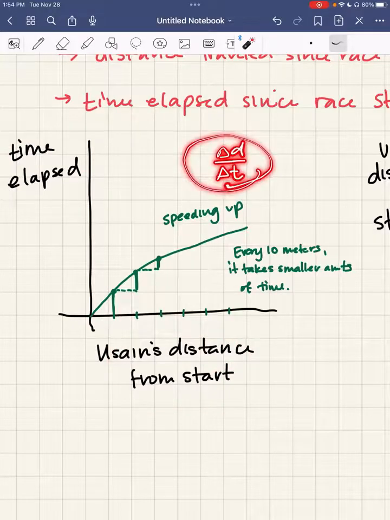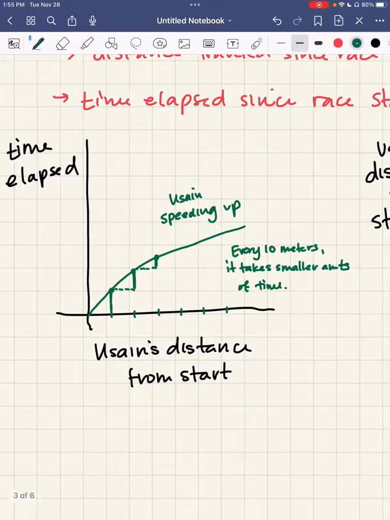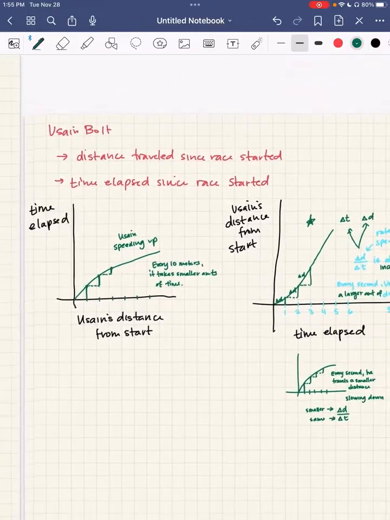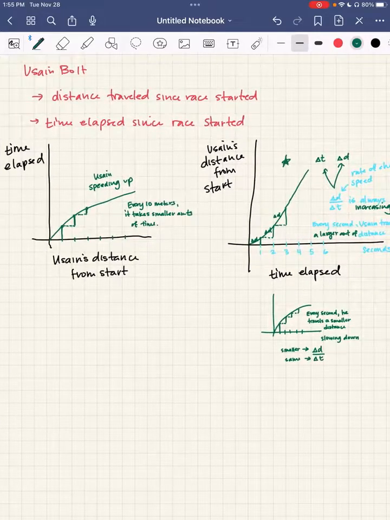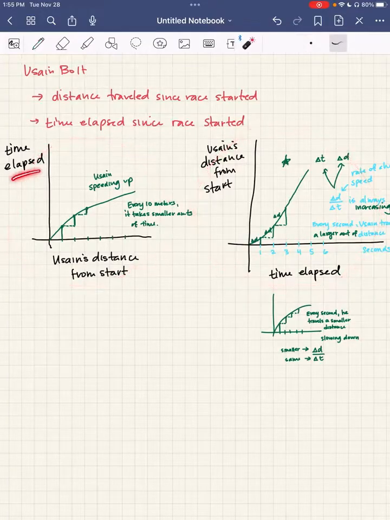And so in this case, Usain, right, speeding up would mean that every 10 meters, it takes him smaller and smaller amounts of time. So really, if I were to ask you this question, or your teacher were to ask you this question, like on a test or a quiz or anything, really both of these graphs would be correct. It's just that you really do need to pay attention to the way that you label the axes. It's going to change the way that you think about it.